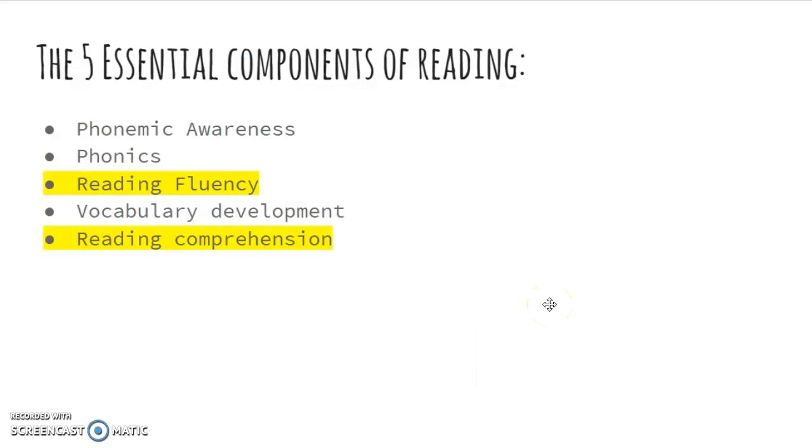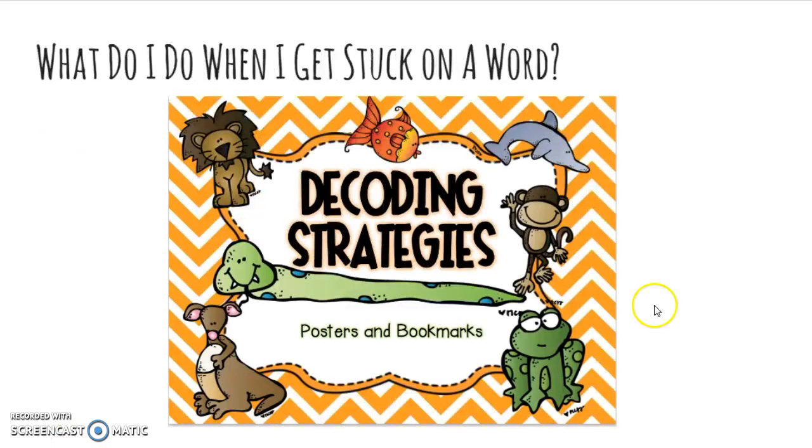And now we're going to go ahead and talk about the 5 essential components of reading. And so what we do is we teach all of these components because they're all a really important part of reading. Kindergarten and even the beginning of first grade really work on phonemic awareness and phonics. But today I'm going to talk to you a little bit about reading fluency and reading comprehension, and how to support your child with those things at home.